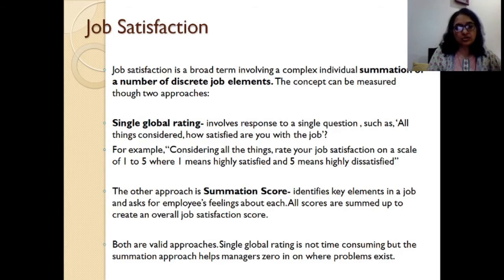Both these approaches are valid. The single global rating is less time consuming, but it gives an overall picture of how satisfied or dissatisfied a person is. But in the summation approach, the manager will come to know exactly where the problem is, right? For example, for promotion opportunities, the person may score less there, and that would help the manager know that this aspect of the job is not satisfying to the employees. So both approaches are valid, and they can be used depending on what aspect of the job we are looking at.